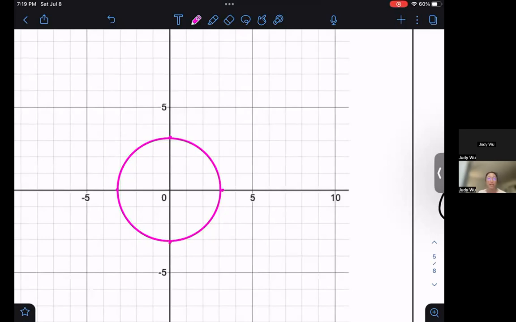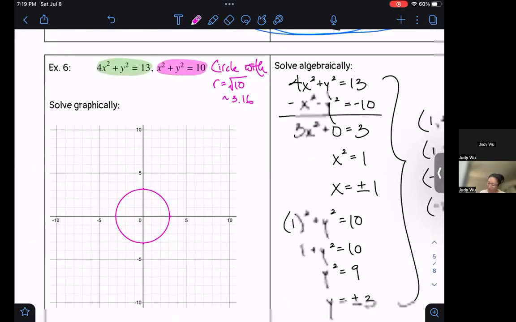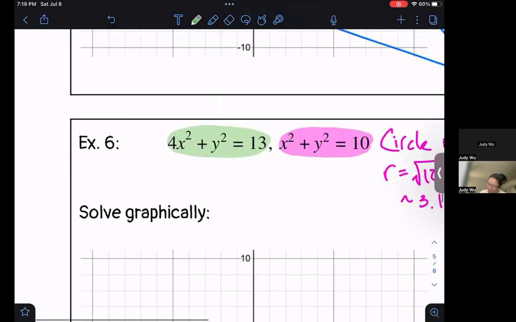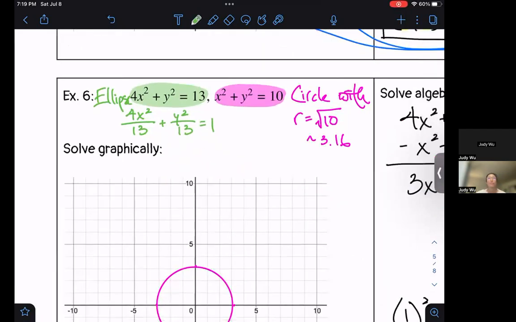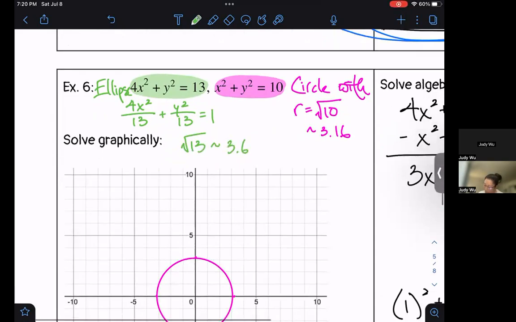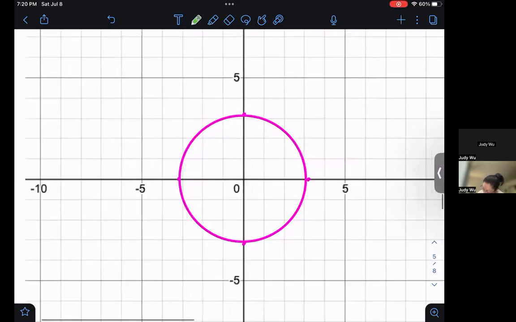All right, good enough. So I've got a circle that's like 3 and a little bit, but this green equation is actually an ellipse. And I know that if I divide everything by 13, I will get 4x squared over 13 plus y squared over 13 equals 1. So from the center, I'm going to go up and down plus and minus square root of 13, which again is kind of a gross number, but that should be about 3.6. So if I zoom in here, I'm going to do about 3.6 and about 3.6.